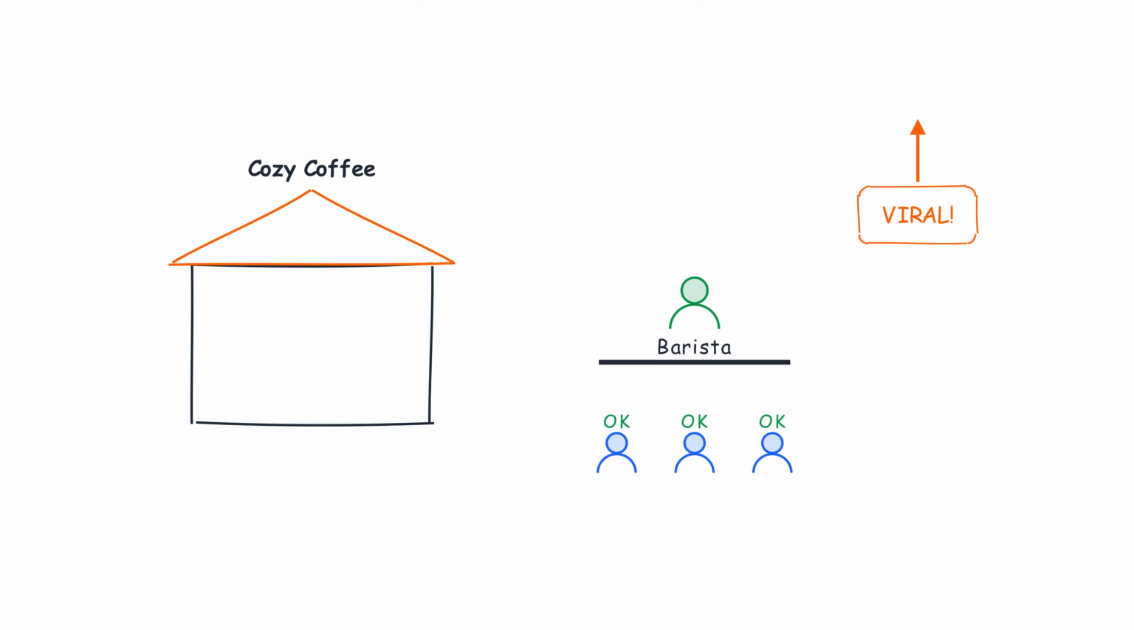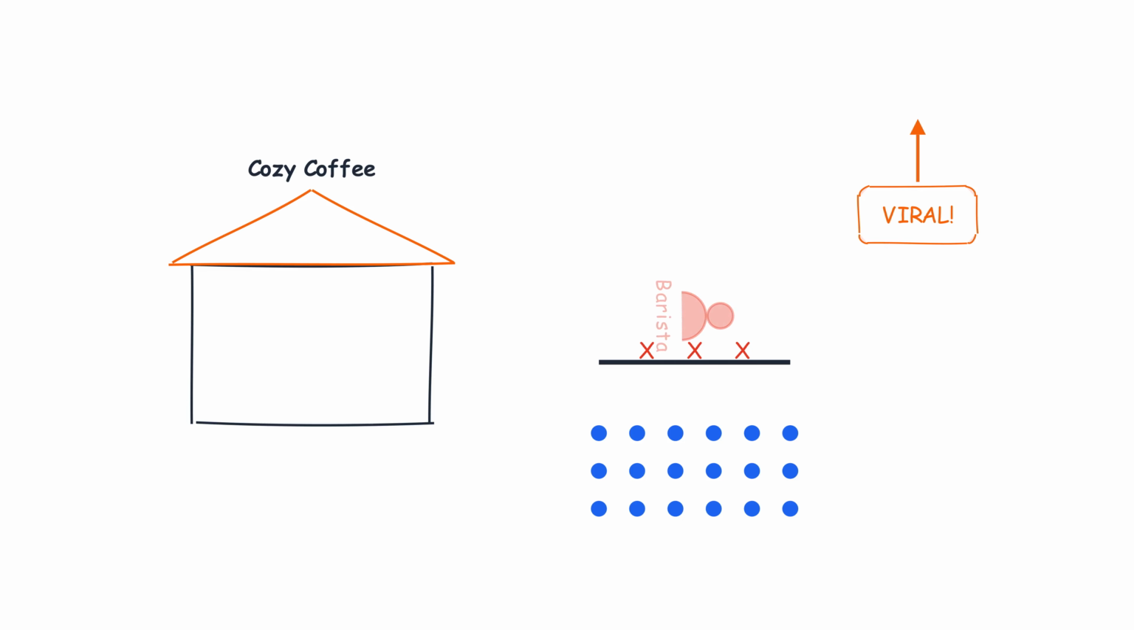But then, your coffee goes viral on social media. Suddenly, hundreds of people rush through the door all at once. Your single barista gets completely overwhelmed, orders are dropping, people are shouting, and eventually your barista just collapses from exhaustion. Your business grinds to a halt.